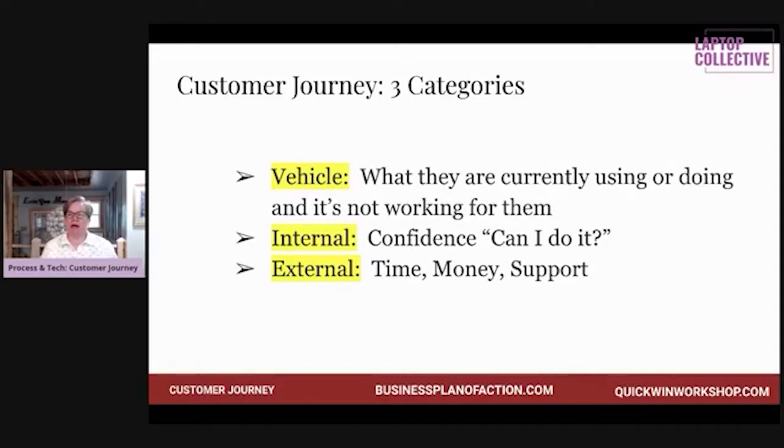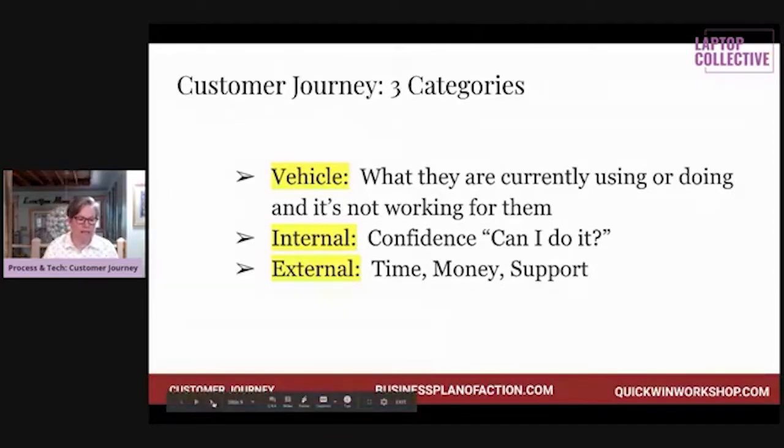Support could be, well, I don't understand the customer journey. Okay, I'm going to give you a step-by-step guide, right? Support could also be whether it's a Q&A session here in the community. Support could also be family and friends support, okay? So 3 categories of beliefs or objections. When we start thinking objections like vehicle, what they're currently using, it's not working for them. This could be a product. It could be the service. It could be a system. The internal typically deals with confidence, and external are time, always time and money are external.